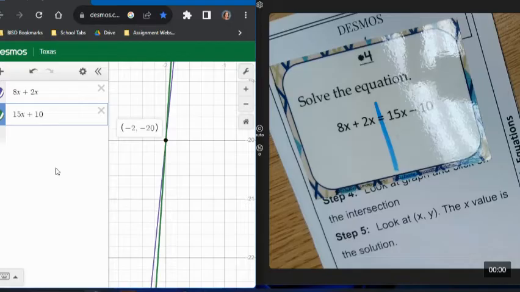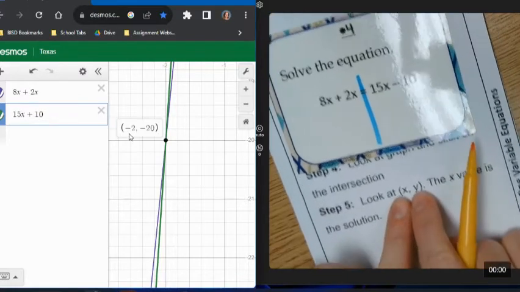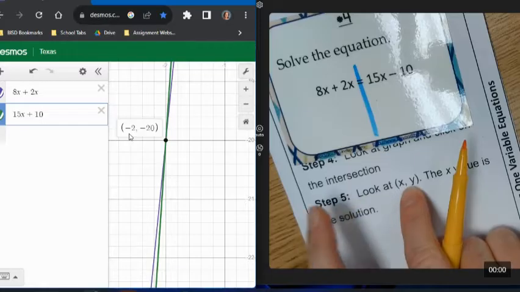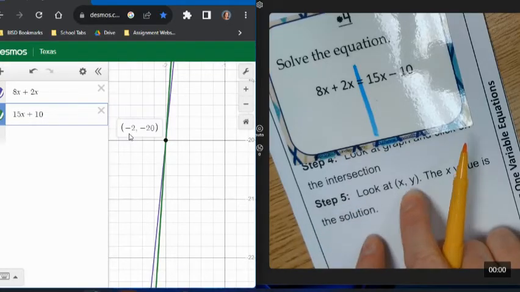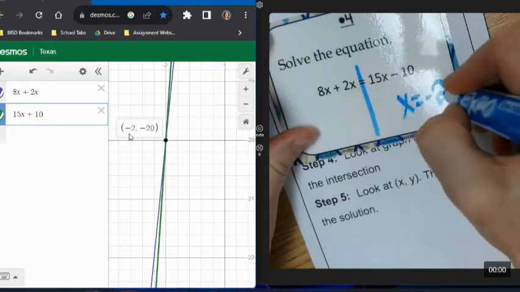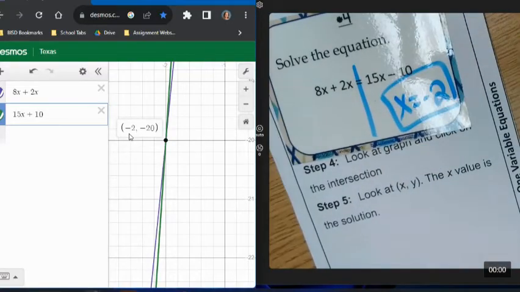It's going to be where you can see the coordinates. It gives you the coordinates like this: x comma y. So look at my foldable. The x is -2. So my solution to this one is x equals -2. That is my solution because that is the x value. That is all you have to do to solve these equations using Desmos.